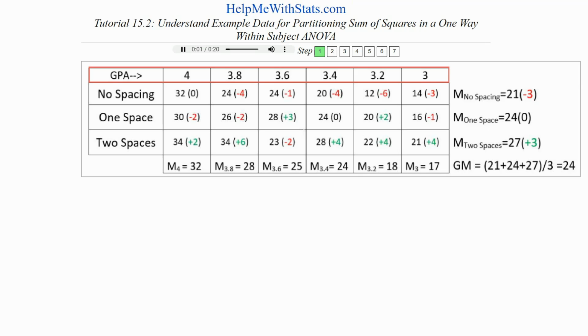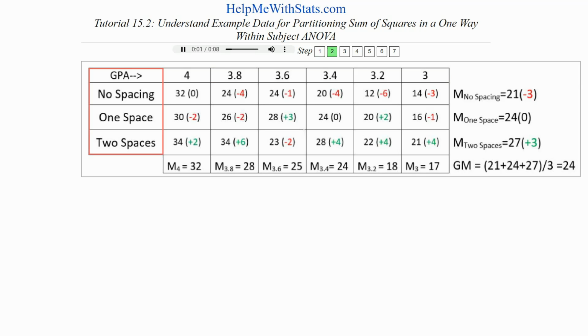In an experiment that examines the effect of spacing on memory, we've matched the participants by GPA, because we know that GPA is related to memory. Students with higher GPAs tend to have better memories. We have 6 different groups of students, with GPAs ranging from 4.0 to 3.0.